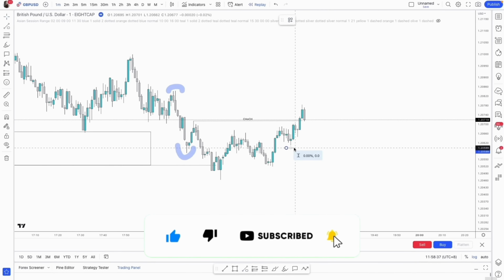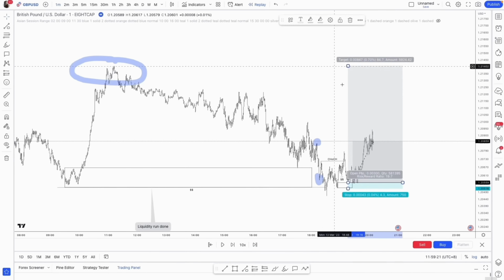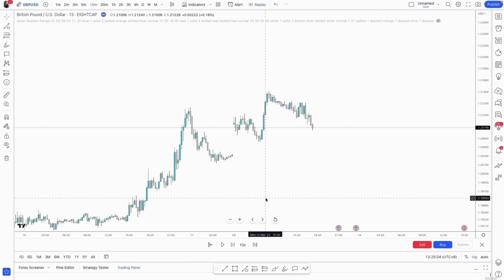Liquidity hack that you must know if you want to win trades. So here we are on the 15-minute time frame so that I can give you the full understanding and background of this trade and this strategy. With that being said, our first and most important thing is to understand market structure.